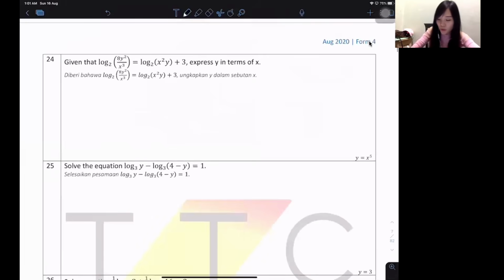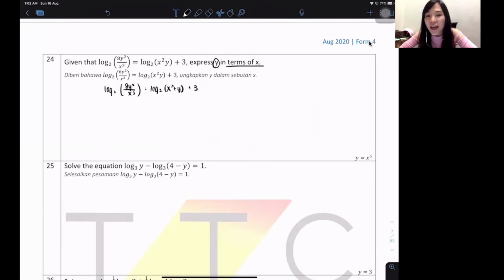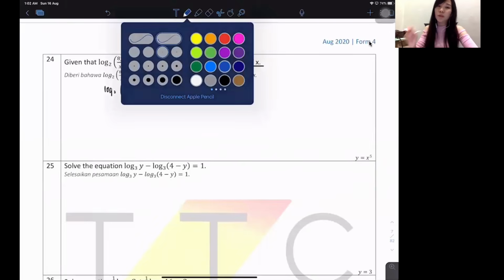Next one, 24. Same thing. They give me this. Let me write it down. So they gave me this equation and this time they didn't ask me to solve, but they asked me to express y in terms of x. Express y means find the y. In terms of x means later on your answer will have an x inside. So your answer should be y equals blah, blah, blah, x, okay?